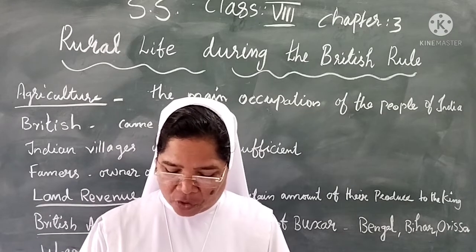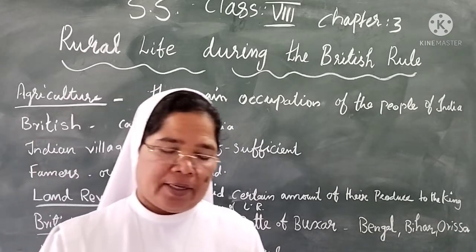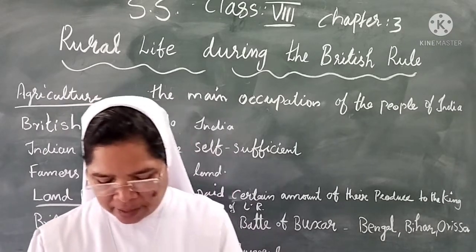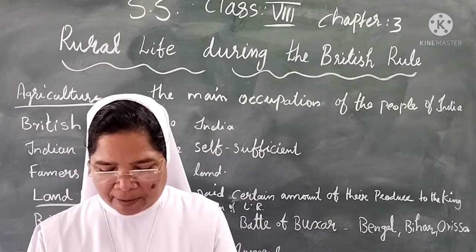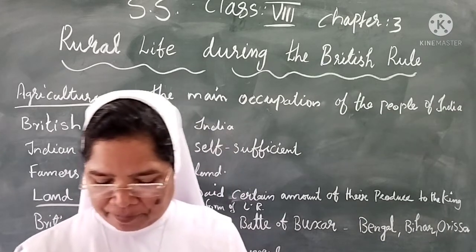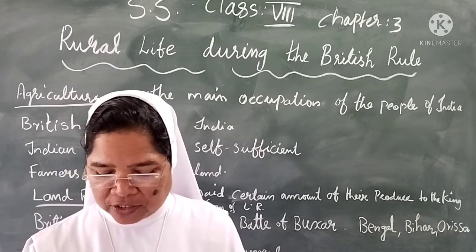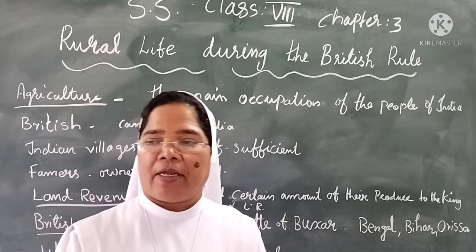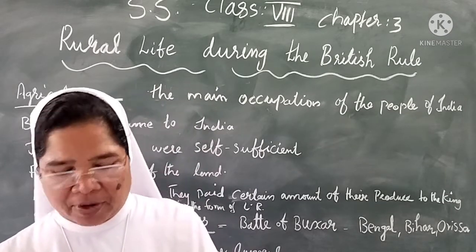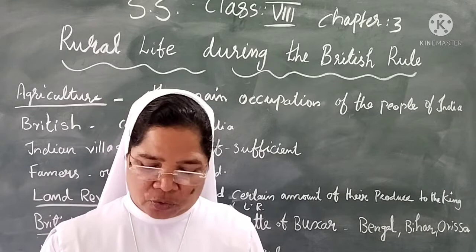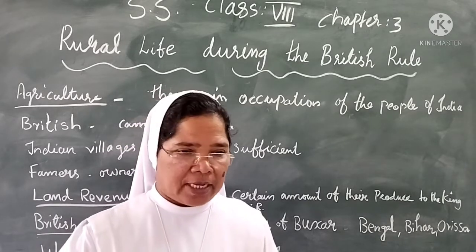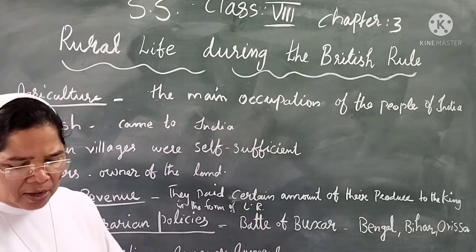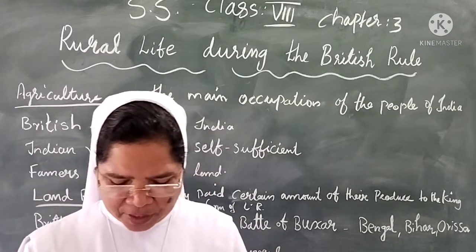Since land revenue was the main source of income, its timely collection was very important for the company. So they had to find the money, and they collected it from the village people.